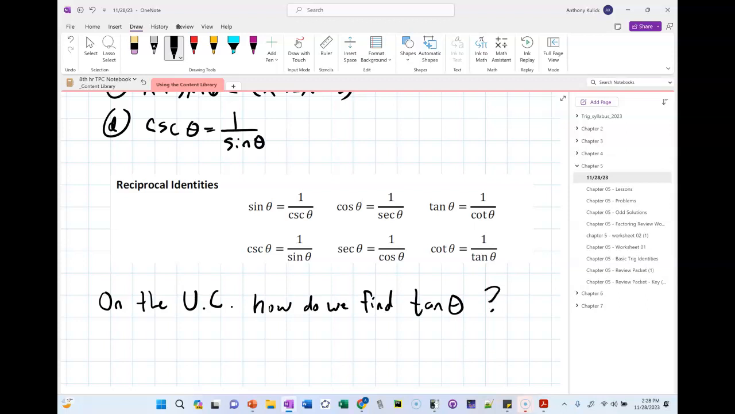So let's keep going. Let's look for some more of these kinds of relationships. There's another one that we already kind of know. On the unit circle, if I ask you to find tan theta, how do you do that? How do you find the value of tangent on a unit circle? It's way too much hesitation. It's a chapter 2 question, my dudes.